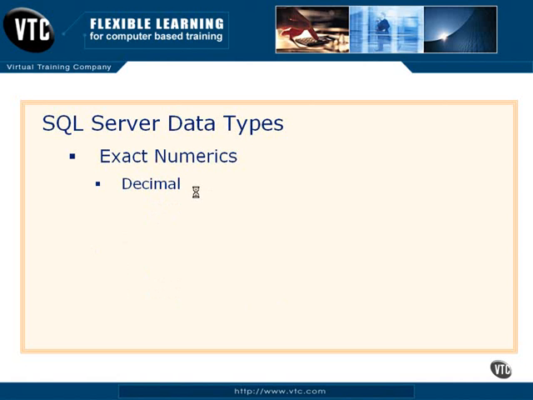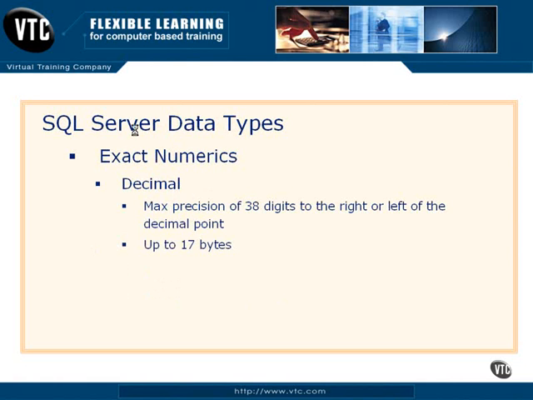Now let's talk about exact numerics. If you need to store exact, precise numerics, you can use the decimal data type. This gives you a maximum precision of 38 digits to the right or left of the decimal point, and if you use all of those precision points, you'll use up to 17 bytes of data. There's a numeric data type, but it's functionally equivalent to decimal, so just use decimal.